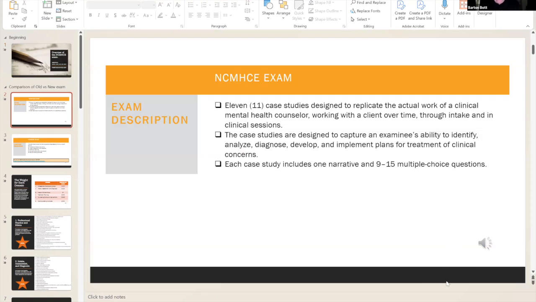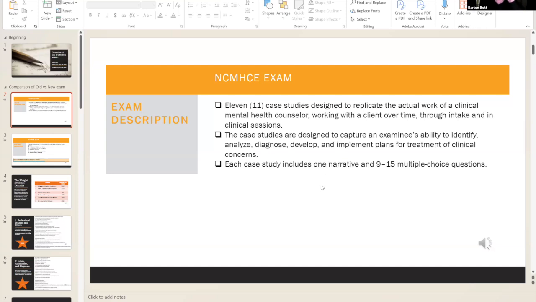First off, let's take a look at the description of the exam. Basically, it's 11 case studies designed to replicate actual work of a clinician working with a client, and it's over a couple of different sessions. Typically, it starts at intake, and then there's another session, and then a final session. So 3 sessions altogether, and that final one usually coincides with a termination point or something close. The case studies are designed to capture an examinee's ability to identify, analyze, diagnose, develop, and implement plans for treatment of clinical concerns, or basically be a clinician.